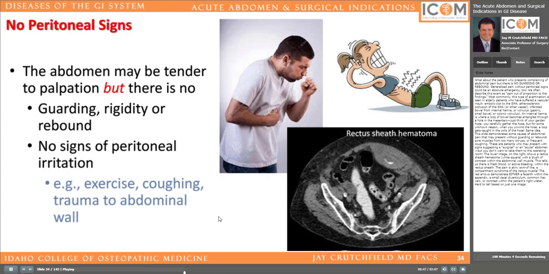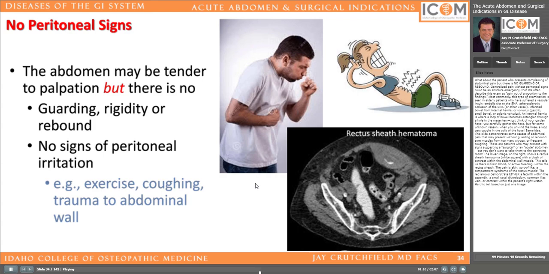An internal hernia is where a loop of bowel becomes entangled through a hole in the mesentery. Just think of your garden hose. You carefully gather the hose, but for some unknown reason, when you unwind the hose, a loop gets caught in the coils of the garden hose. It's the same idea. This slide demonstrates some causes of abdominal pain that may present without guarding or rebound.